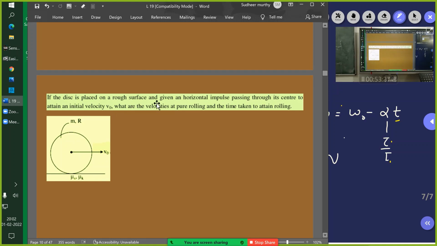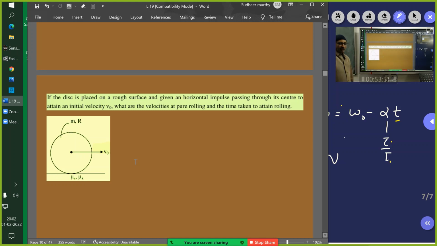Now a disc is placed on a horizontal surface and an impulse is given. There is a disc placed and you hit it like this. The moment you hit, its velocity at that point will be v naught. Now again, what are the velocities at pure rolling and the time taken to attain rolling? There omega naught was given, here v naught is given.